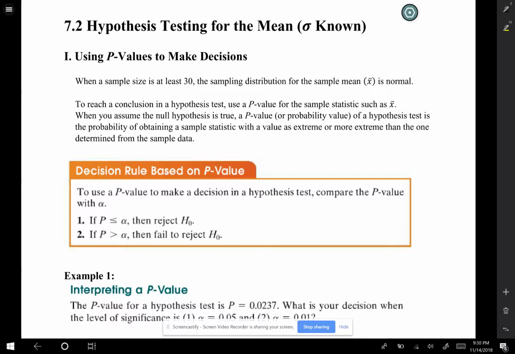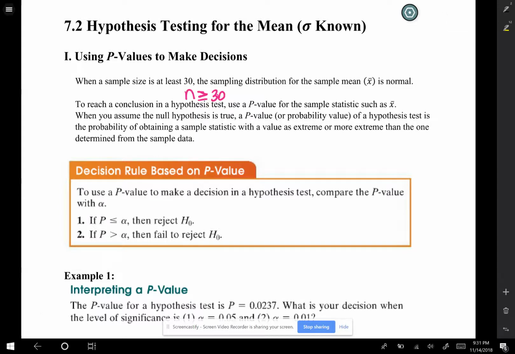And if you'll recall from earlier, if the sample size is at least 30, and n is our number for sample, so at least 30 means greater than or equal to 30, then we say that the sampling distribution is normal. To reach a conclusion in a hypothesis test, use a p-value for a sample statistic such as the sample mean. When you assume the null hypothesis is true, the p-value of the hypothesis test is the probability of obtaining a sample statistic with a value as extreme or more extreme than the one determined from the sample.